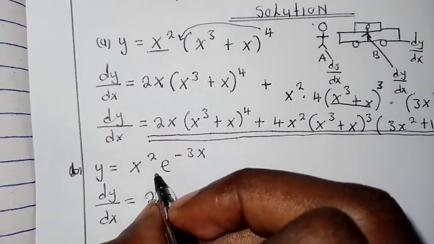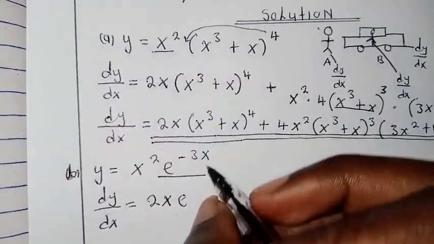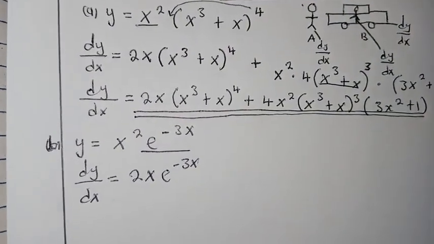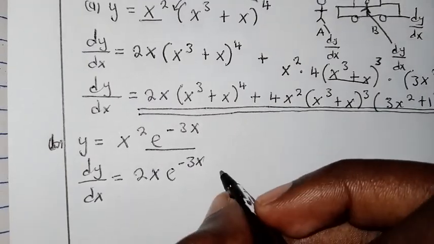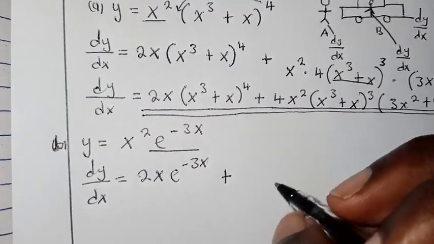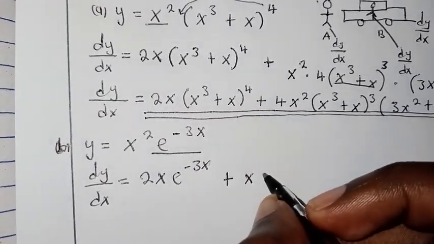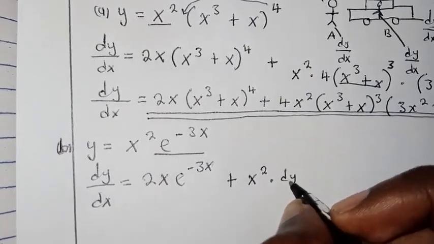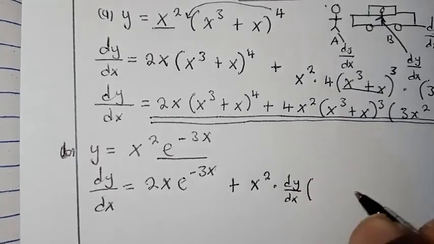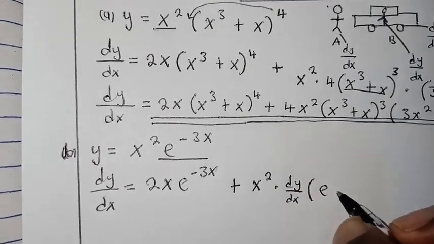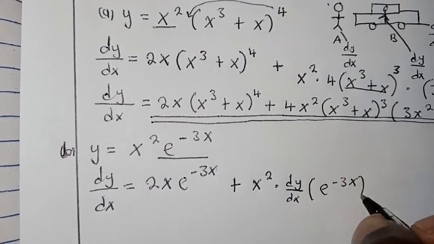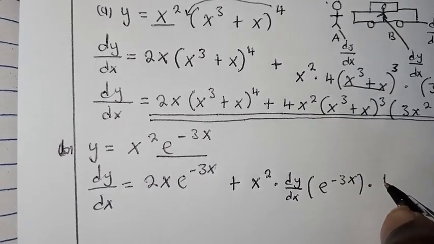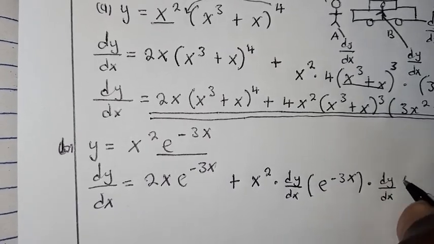Of course, then we maintain this part. Then I say plus. Now here, be careful, because this is x to the power 2 multiplied by dy/dx of e to the power 3x. Okay, like that. Then I say multiplied by dy/dx.